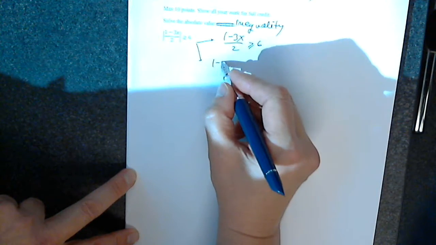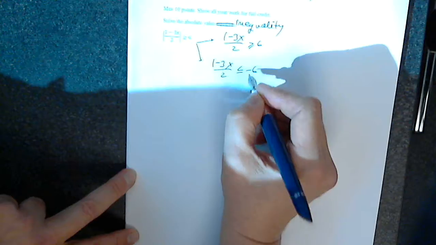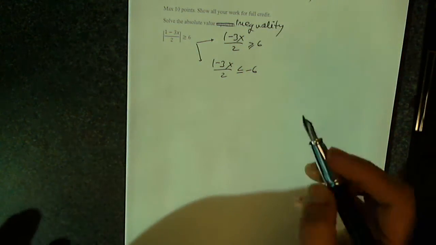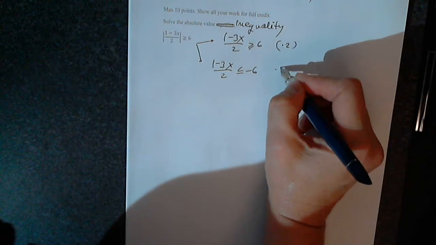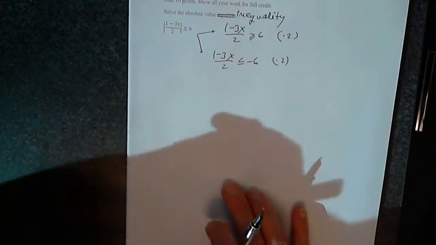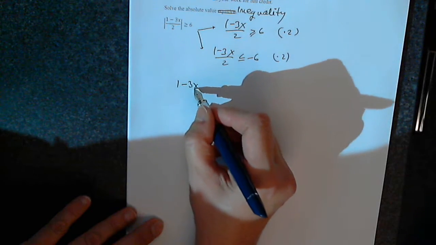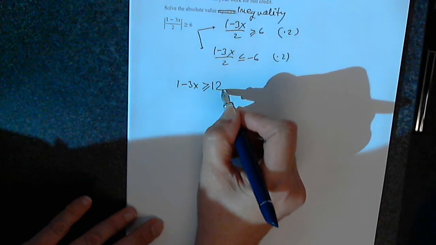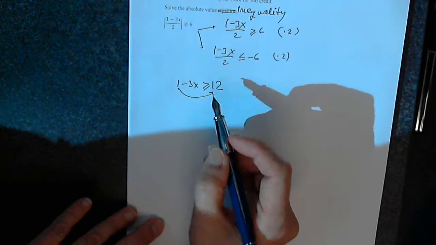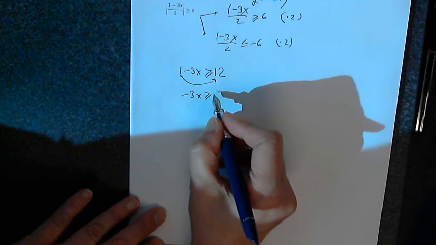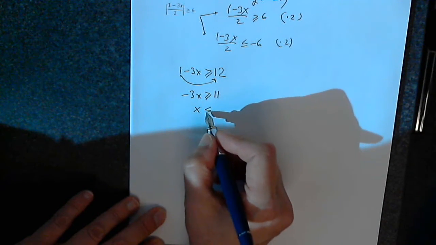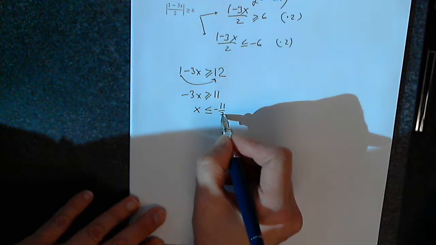Very good. 1 minus 3x over 2 less than or equal to negative 6. Do we all agree with this? Okay, perfect. Then, of course, I have to multiply both sides by 2. When I multiply, I get 1 minus 3x greater than or equal to 12. And I subtract 1 from both sides: negative 3x greater than or equal to 11. X less than or equal to negative 11 thirds.